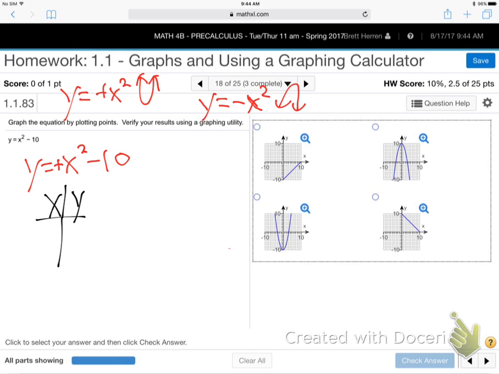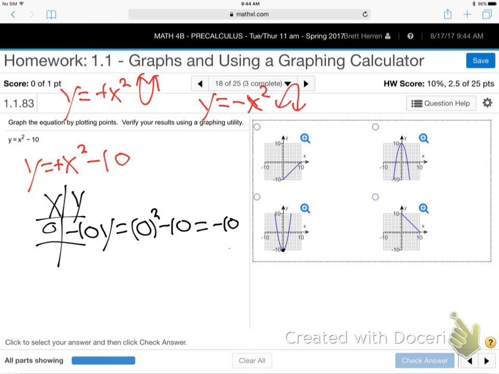So now, well, what points? Plug in anything you want for x. What's the easiest number you know? Yeah, it's the easiest number I know too. 0. Plug in 0, right? Just because it's easy. You can plug in anything. So I go, okay, y equals 0 squared minus 10, which is minus 10. So that means over 0 down 10. See, that's how they got that dot right there?